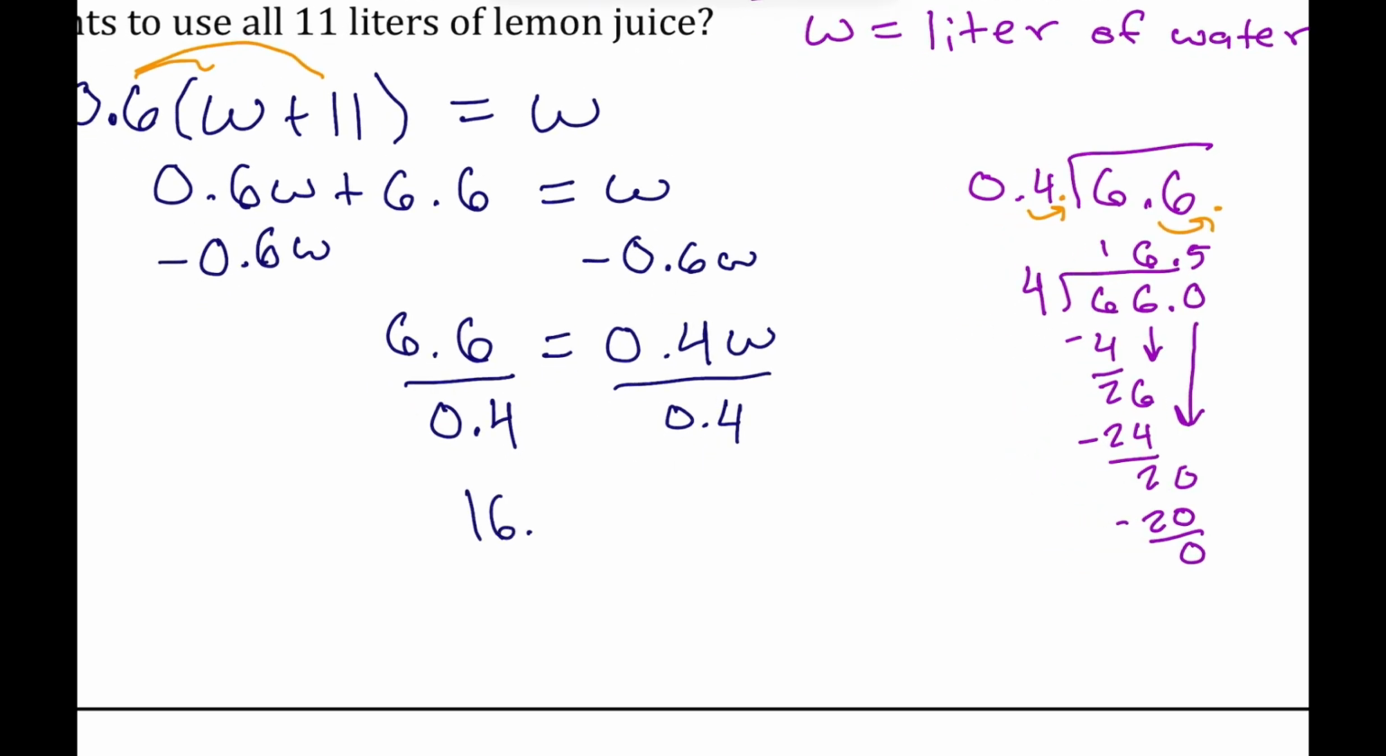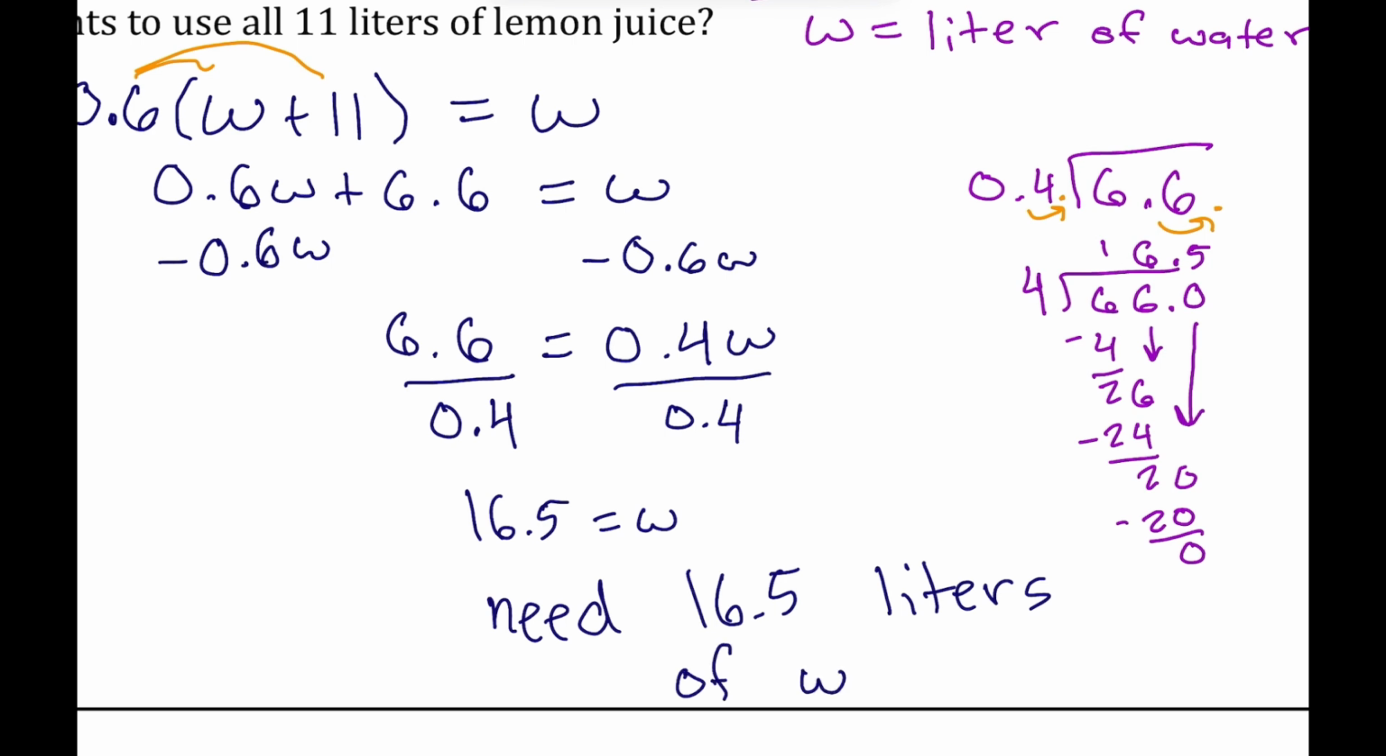So 16.5 equals W, right? To answer in context of this situation, that means that we need 16.5 liters of water, since that's what we said W represented, how many liters of water we needed.